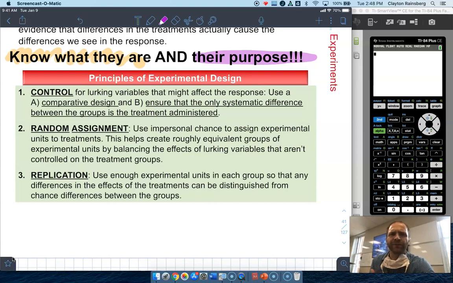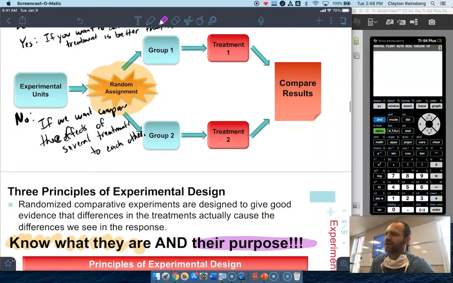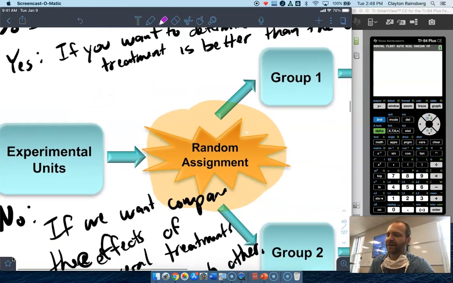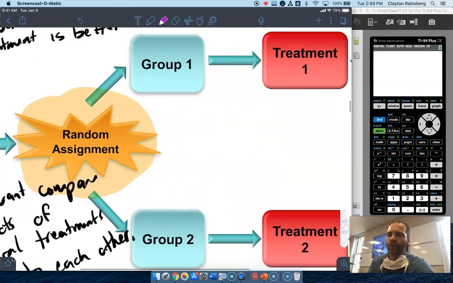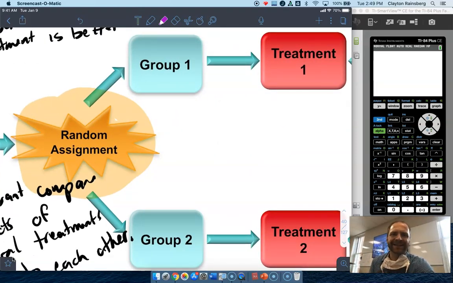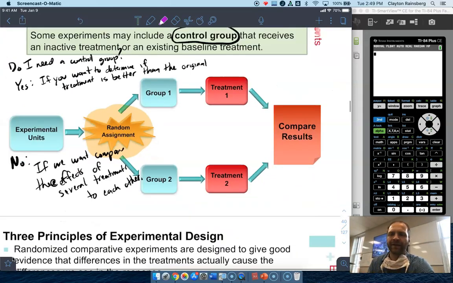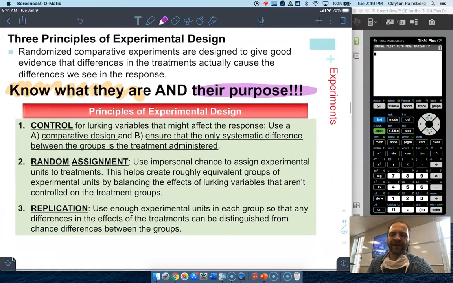It creates groups of experimental units that should be similar in all respects before you apply the treatments. So when you create your groups, that random assignment right there, it's creating group 1 and group 2 to be roughly similar before we apply those treatments. That's going to help us balance the effects of any confounding variables behind the scenes. And then the third idea is replication.